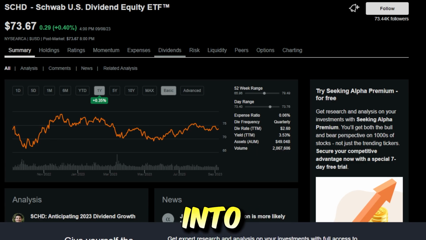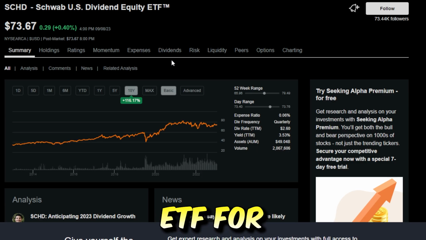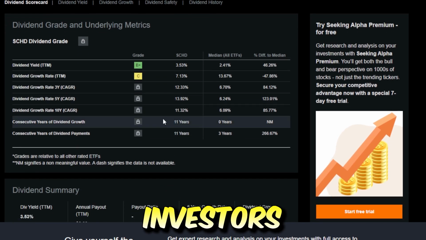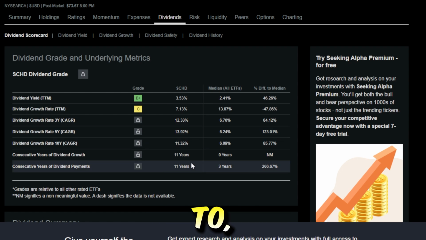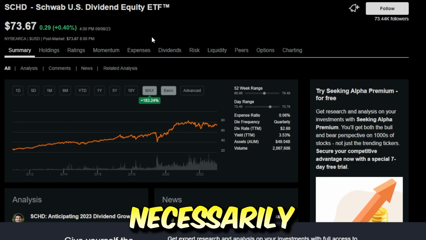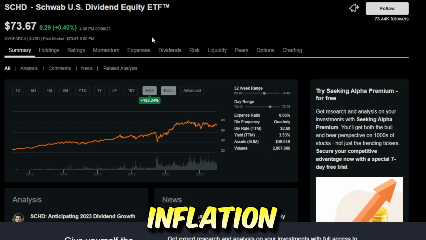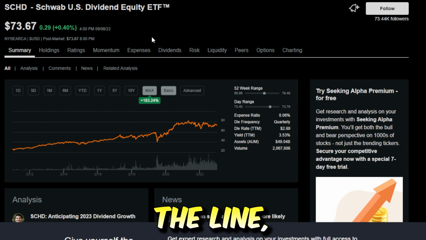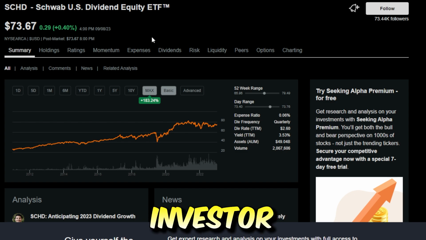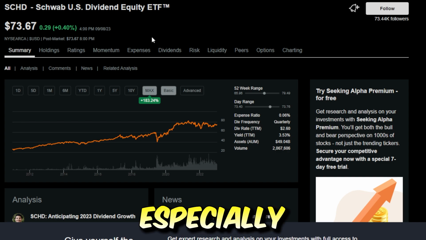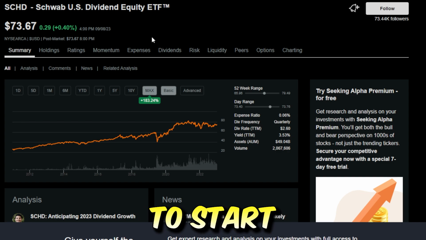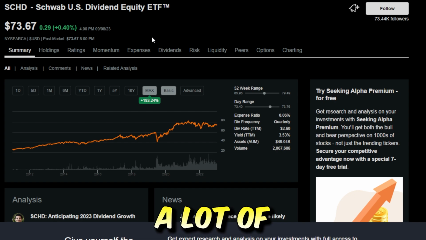So when it comes to buying into things like SCHD or any ETF for that matter, I really want dividend growth investors to take the dividend growth rate metric as a very important metric to pay attention to. Because even if the investor isn't necessarily super concerned about inflation eating into their cash flow later on down the line, I also know for a fact that dividend growth rate being higher than average is definitely going to allow the investor to see a compounding effect take place for their portfolio, especially if they have a relatively small amount of money to start off with, which, let's be real here, a lot of investors do.